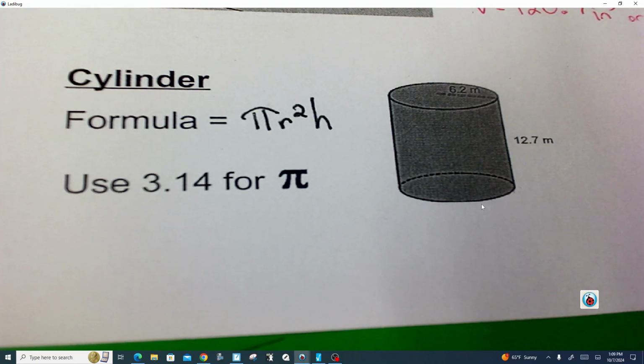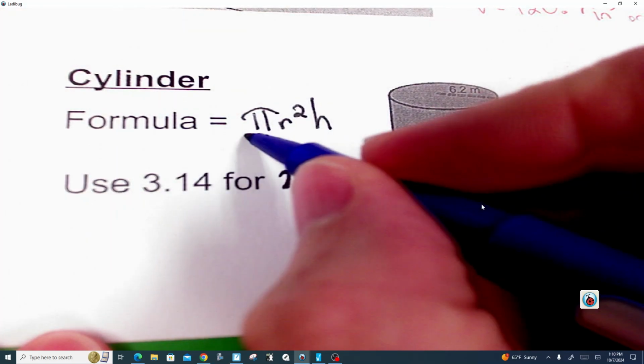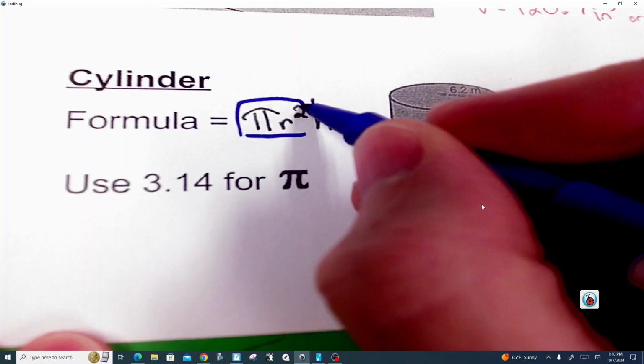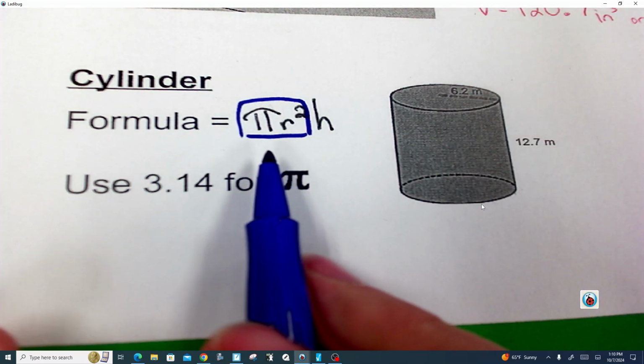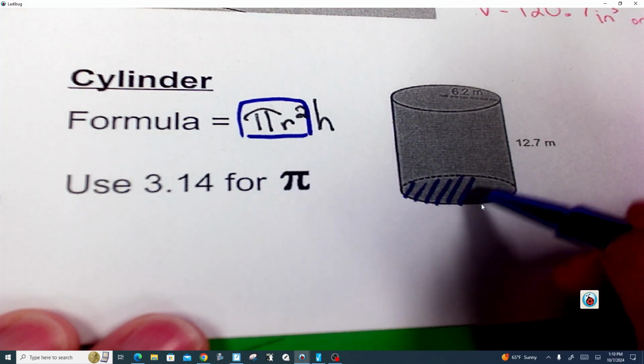So how do we find the area of a cylinder? Well, if you look right here, guys, the formula is V equals pi r squared. Do you know what pi r squared is? It's the area of a circle.